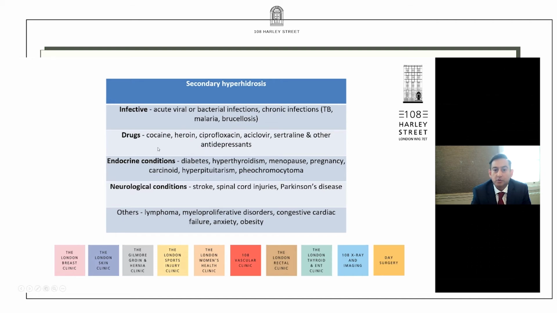Hyperhidrosis can also be linked to recreational drug use, certain antibiotics, antiviral drugs, and antidepressants. Patients can get hyperhidrosis as a consequence of certain endocrine conditions such as diabetes, hyperthyroidism, during pregnancy, at the menopause. It could be related to carcinoid, hyperpituitarism and pheochromocytomas as well. It could also be related to underlying neurological conditions such as stroke, spinal cord injuries, and Parkinson's disease. And there are certain other conditions, the lymphoproliferative disorders, congestive cardiac failure, anxiety, and obesity.